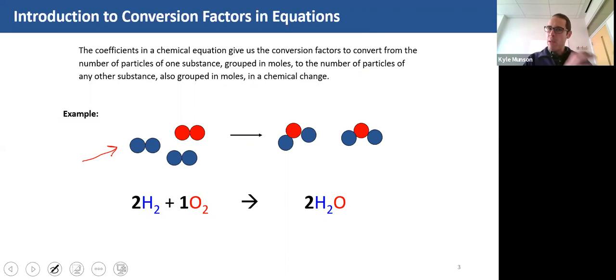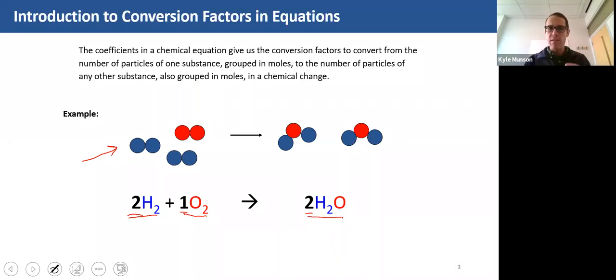And when we learned about balancing chemical equations, one of the things that I mentioned in passing is that the coefficients in a balanced chemical equation give us the conversion factors to convert from the number of particles of one substance expressed in moles to the number of particles in another substance expressed in moles during these chemical changes. So for example, we have these coefficients here in this balanced chemical reaction. And how I can interpret this is that 2 moles of hydrogen react with 1 mole of oxygen to give us 2 moles of water.